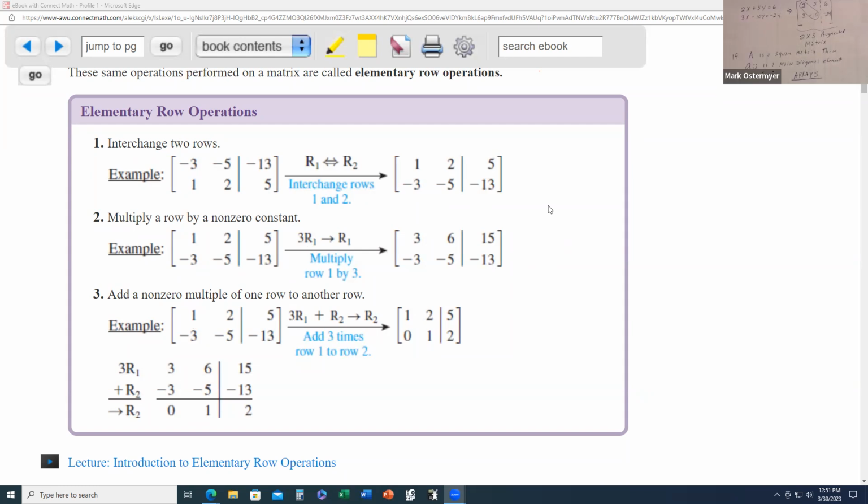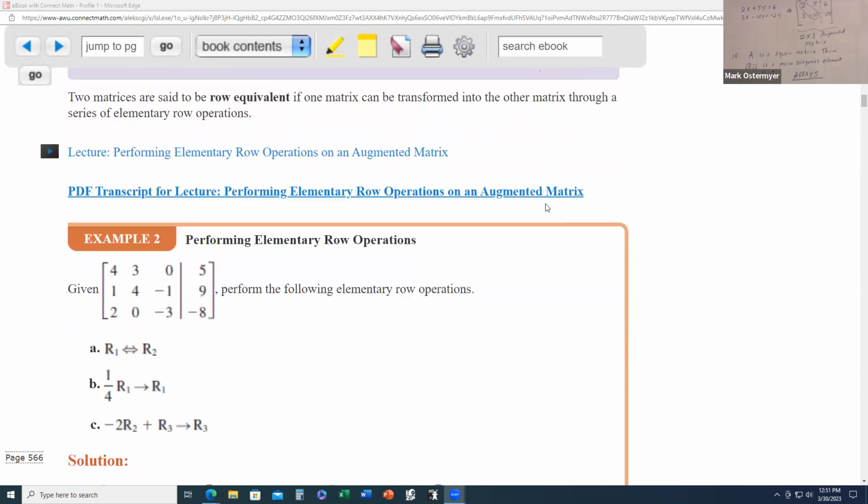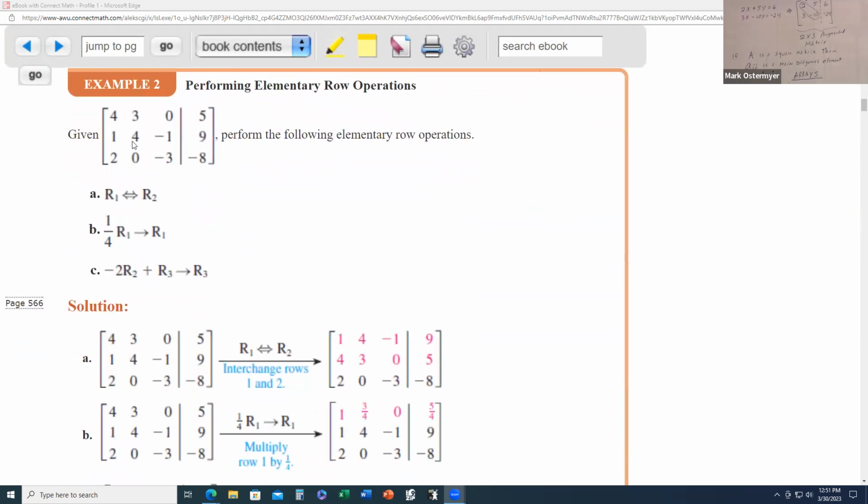All right, let's look at example 2. They give us a 3x4 augmented matrix that would pertain to a system of 3 equations and 3 unknowns. They want us to not only perform some elementary row operations on this matrix, but they want us to indicate what the new updated matrix would be after having performed the elementary row operation.